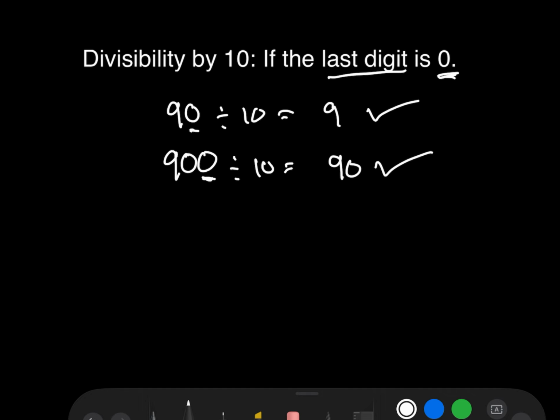And that is correct. Last example for this part, 6,710. If you divide it by 10, 6,710 ends with 0, of course. So the answer is 671, which is correct. So divisibility by 10 is quite simple.